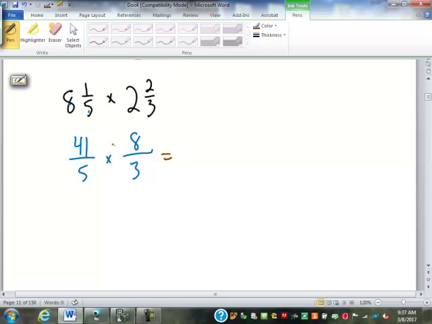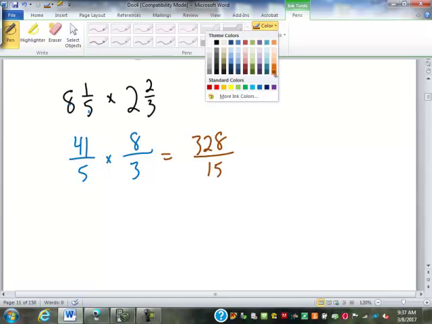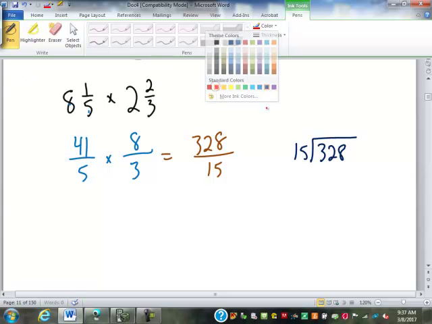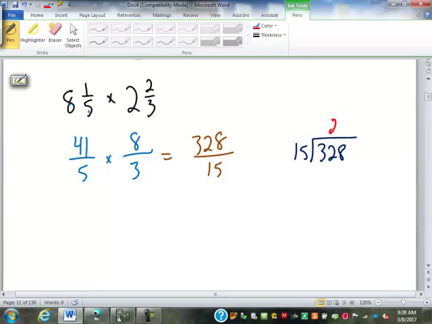So now, if we could cross cancel, we could do that here, but there's nothing that cancels out. So we have to do 41 times 8 is 328. 5 times 3 is 15. Now we have to divide that out. 15 goes into 32 twice. That's 30 with 2 left over. Bring down the 8. 15 goes into 28 once with 13 left over. So that's 21 and 13/15.